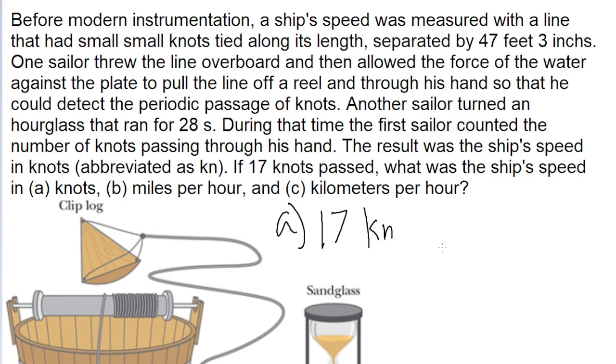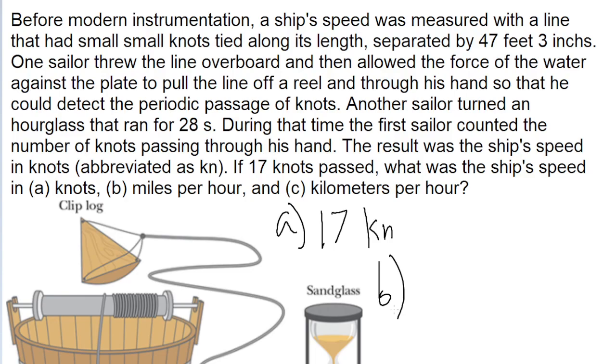Parts B and C of the problem are asking the exact same thing for the speed of the ship, except in different units. So now we basically just have a unit conversion problem. Part B asks for the ship's speed in miles per hour. So we gotta do a unit conversion here, and there are really any number of ways you could do this. You could simply go on the internet and look up a conversion factor between knots and miles per hour.